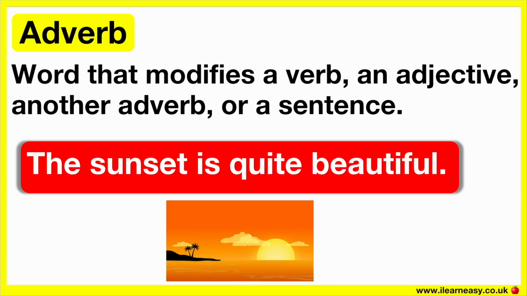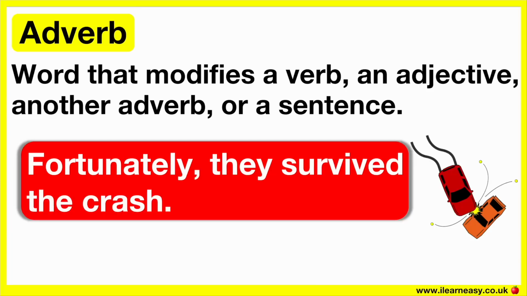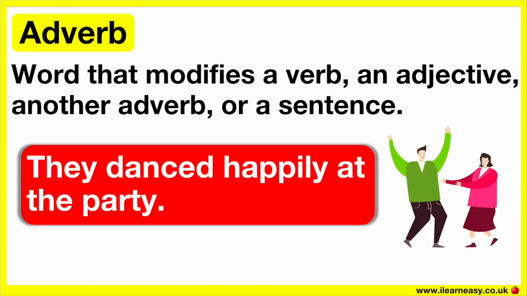The sunset is quite beautiful. The adverb in this sentence is quite because it describes the adjective beautiful. Fortunately, they survived the crash. The adverb in this sentence is fortunately because it describes the sentence. They danced happily at the party. The adverb in this sentence is happily because it describes the verb danced.